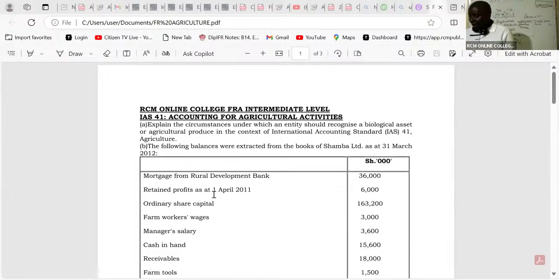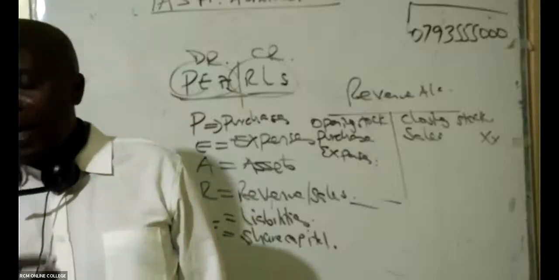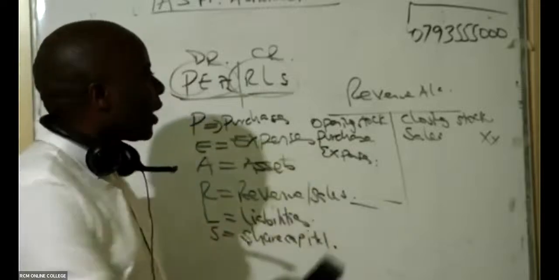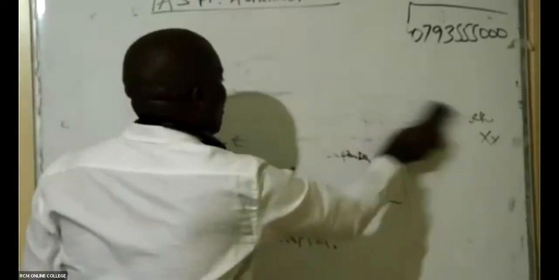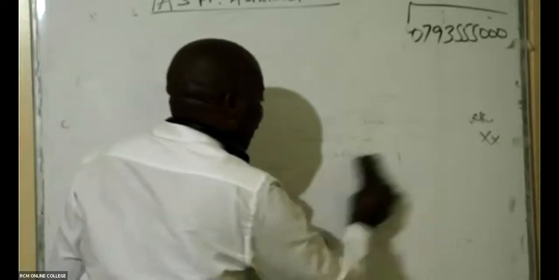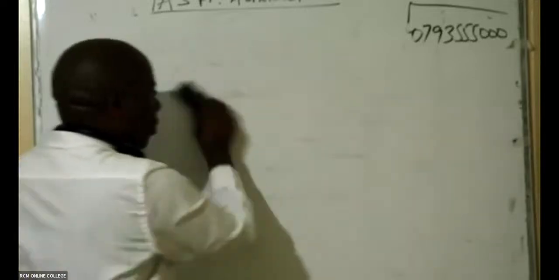So, ladies and gentlemen, the first question they have asked us to do is to explain the circumstances under which an entity should recognize a biological asset or agricultural produce in the context of IAS 41 agriculture. Number one, the first circumstance that you should find yourself in for you to account for this biological asset.